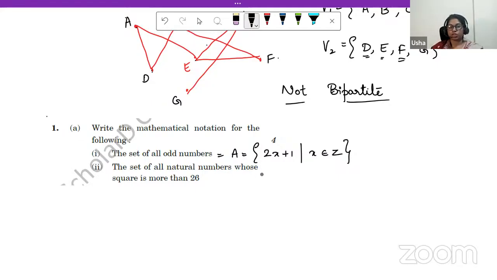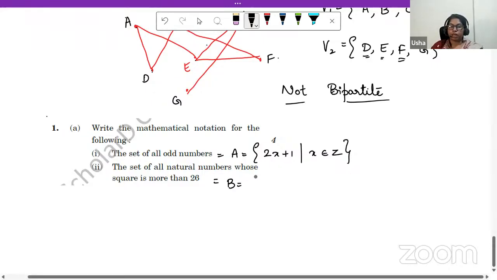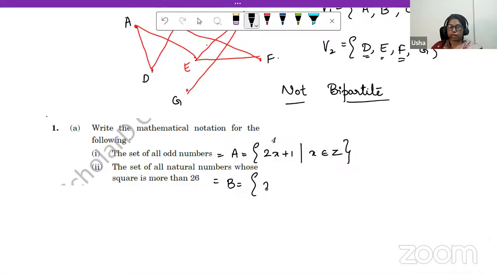Next, the set of all natural numbers whose square is more than 26. This I will take as set B. This includes all natural numbers x such that x belongs to the set of natural numbers and x square is greater than 26. This is the mathematical notation.